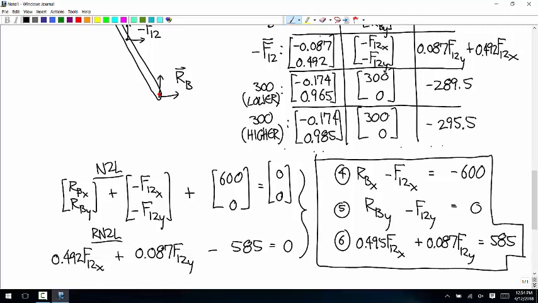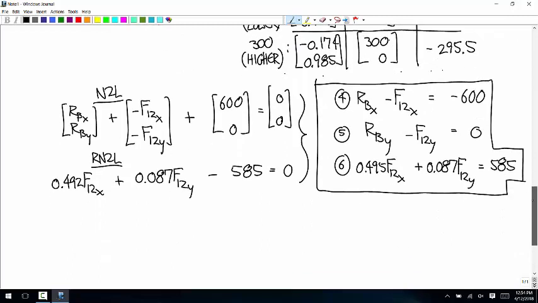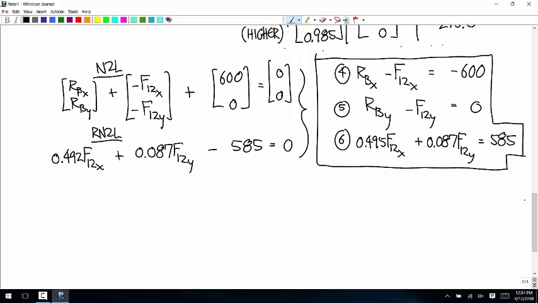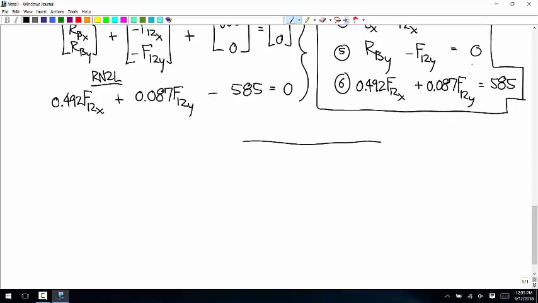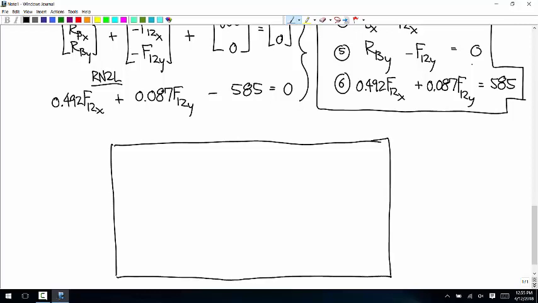And now we have 6 equations for 6 variables. Okay, 6 equations for 6 variables. So I'm going to set up a matrix. It has to have 6 rows and 7 columns.